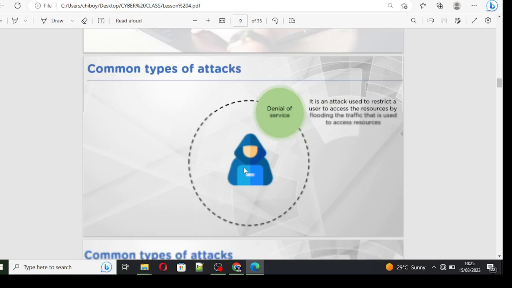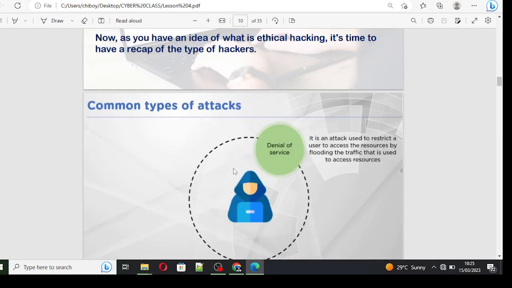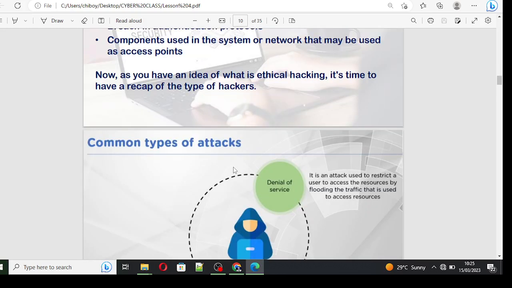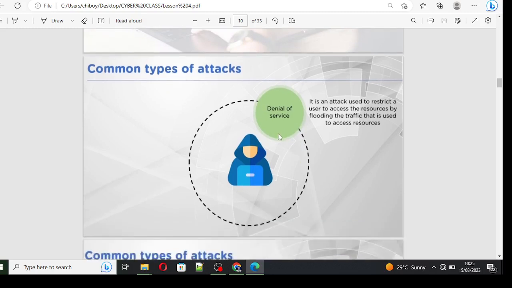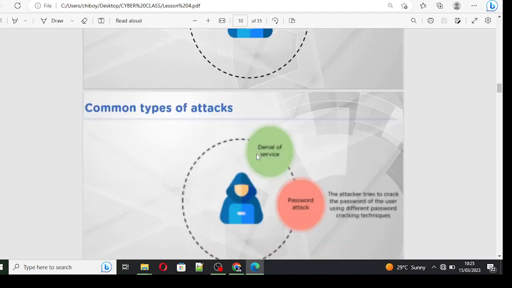Now that you have an idea of what ethical hacking is, it's time to have a recap of types of attacks. This is something we said earlier on, but let's just have a recap of it. Common types of attacks: we have denial of service, which we call DoS. DoS is an attack used to restrict a user from accessing resources by flooding the traffic that is used to access resources.